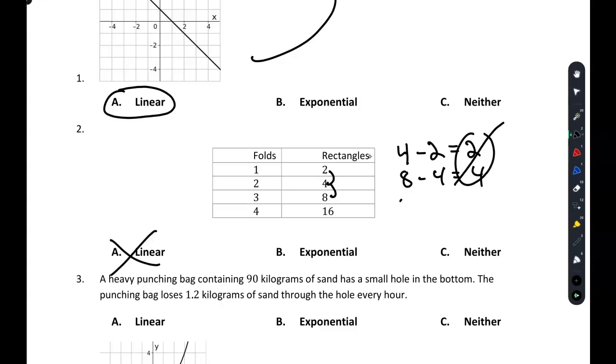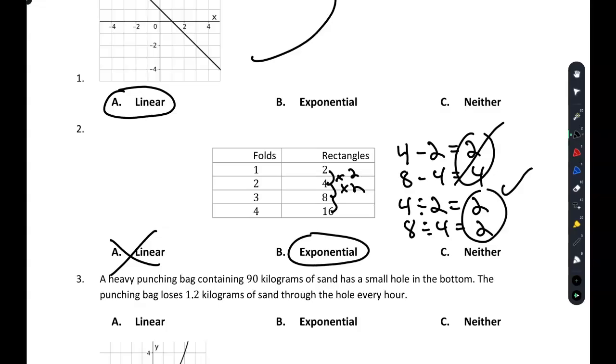Now we'll do the same numbers but divide. 4 divided by 2 is 2, and 8 divided by 4 is also 2. So that checks out. That means you're multiplying by 2 each time, which makes it exponential.